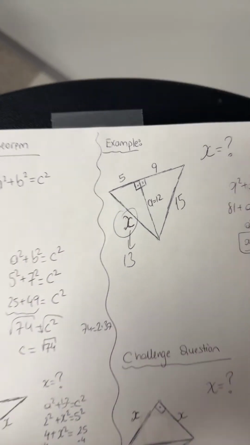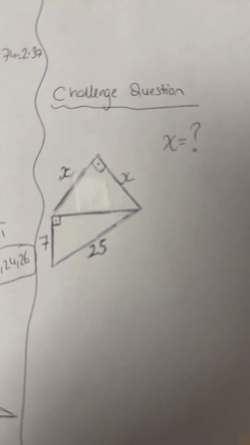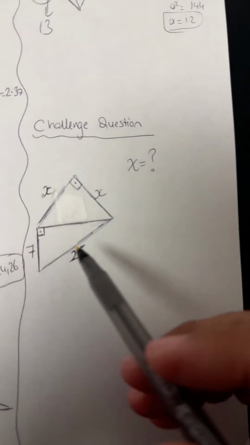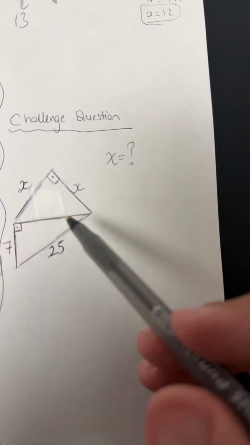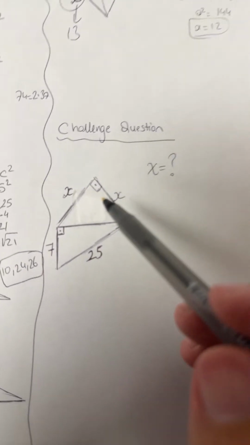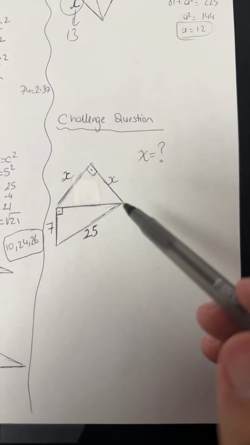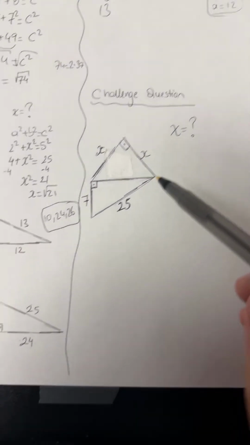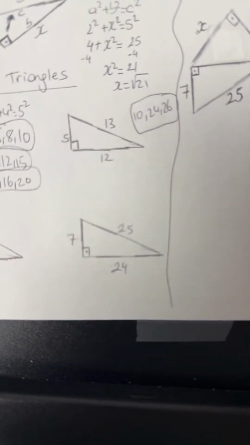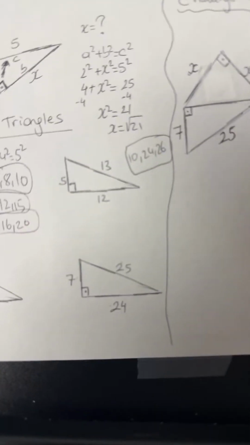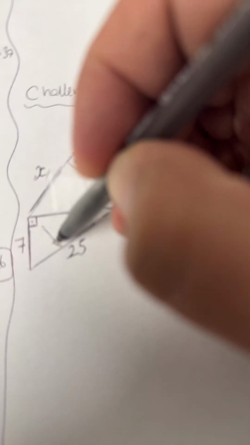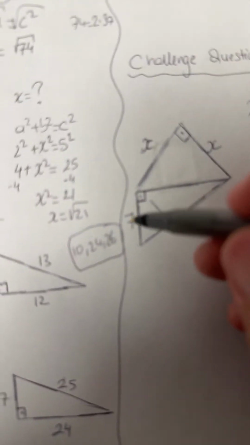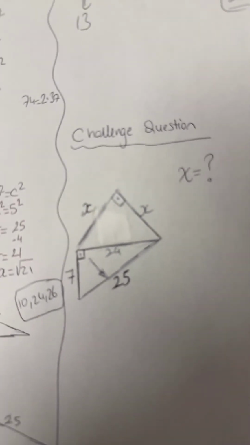All right, so a challenge question. We have two right triangles, 7, 25. We need to find this side, and then we have another triangle. So we're going to use the Pythagorean theorem twice, but we are going to get help from the special triangles. 7, 24, 25 is one of the special triangles. The side opposite to 90 is 25. One of the legs is 7, so the other has to be 24. So this is 24.